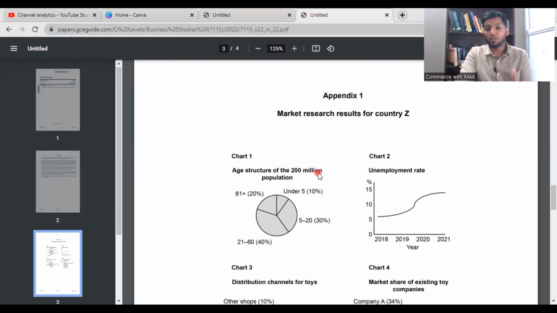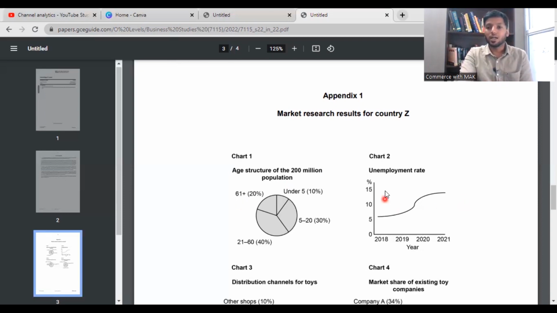So I don't think you will take that much time to do this paper if you practice properly. The age structure of the 200 million population: under 5 is 10%, 5 to 20 is 30% of the population, 21 to 60 is 40%, and 61 plus is 20%. So this is the age of the people, and based on this age, you can sell the products to them. There's only 10% children in the market, not high compared to the older or mid-range groups, but it's still a good comparable rate, because you get an understanding of how many people are there to sell to. Now I'm explaining each and every chart because we're going to write 12 mark and 8 mark answers on these charts.